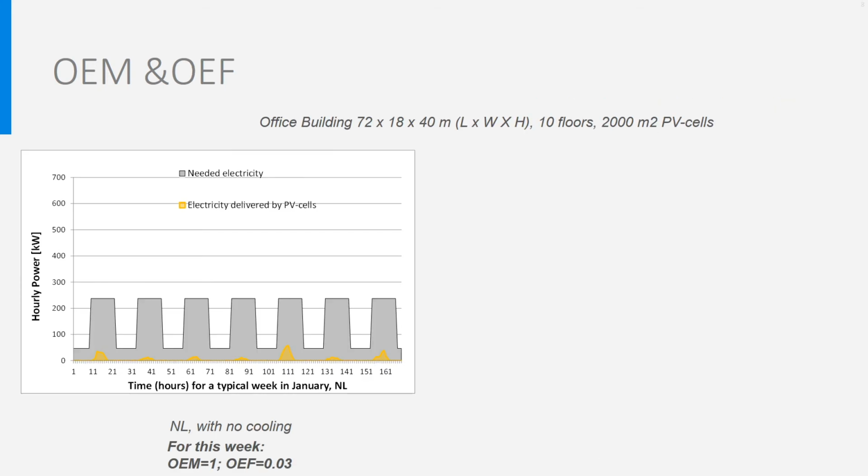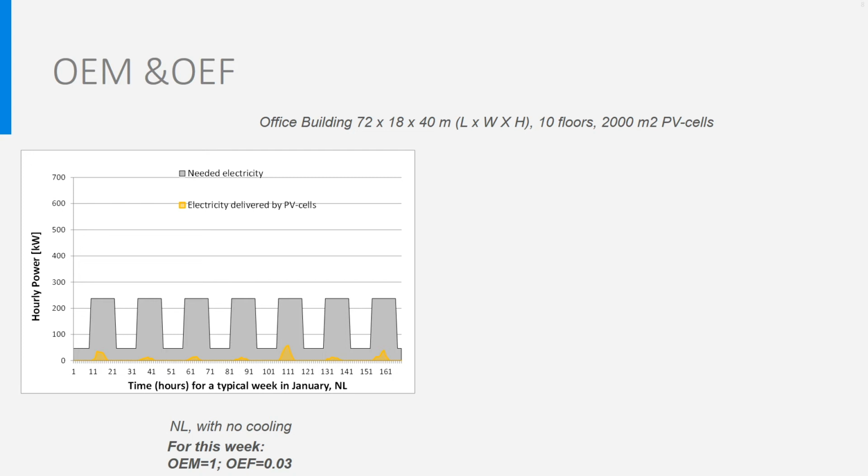You see here now how this changes in a winter week. The OEM is 1 because the production by the PV cell is always less than what is needed, so everything is used. The OEF is very low. Only 3% of the electrical demand can be covered by the PV cells. This was for the Netherlands.